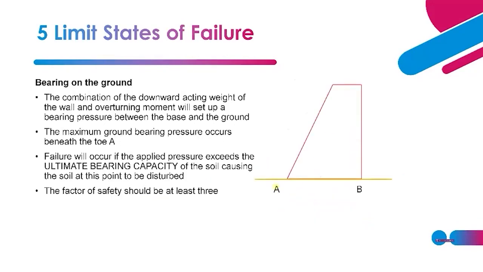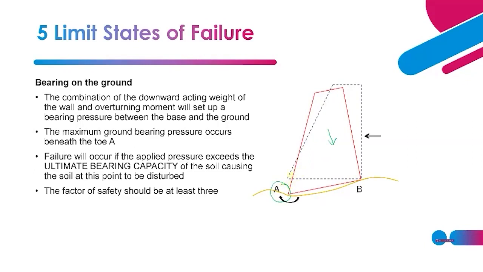We have bearing on the ground. So the combination of downward acting weight, here there is the downward acting weight of the wall, and overturning moment will set up a bearing pressure between the base and the ground. The maximum ground bearing pressure occurs beneath the toe. Failure will occur if applied pressure exceeds the ultimate bearing capacity.